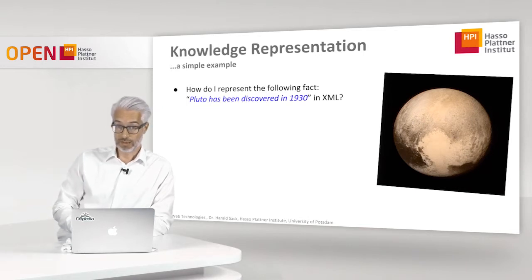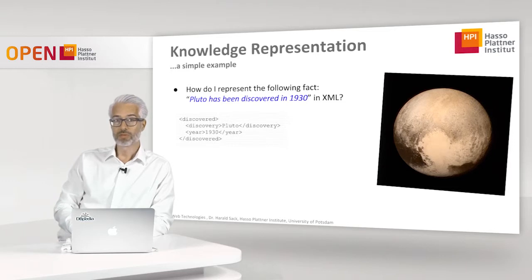So how do I represent the following fact? Let's consider the fact Pluto has been discovered in 1930. How should we represent this, for example, with a technology like XML? You all have heard about XML. So one possibility would be this. I think of a tag which is called discovered, and within the discovered tag I define another tag which is called discovery, and there I put Pluto, and I put also a year in it, which would be 1930. Yeah, sure, this would be one possibility.